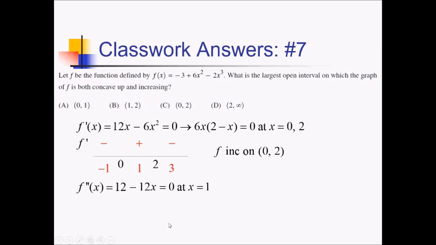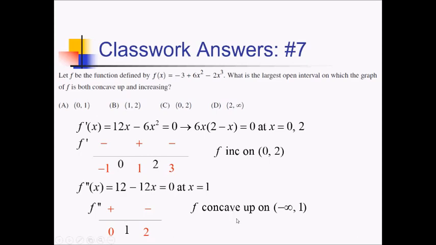So set up an f double prime number line around the critical value 1. A number less than 1, how about 0? Plugging that in here, we've got 12 minus 0, which is positive. And bigger than 1, we've got 2. 12 minus 24 is negative. And we're looking for concave up. Well, concave up happens where f double prime is positive, so that's -infinity to 1.